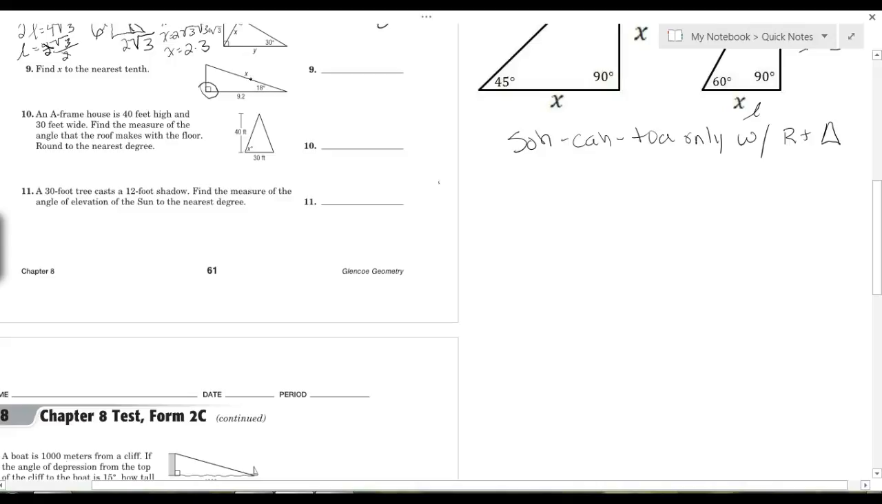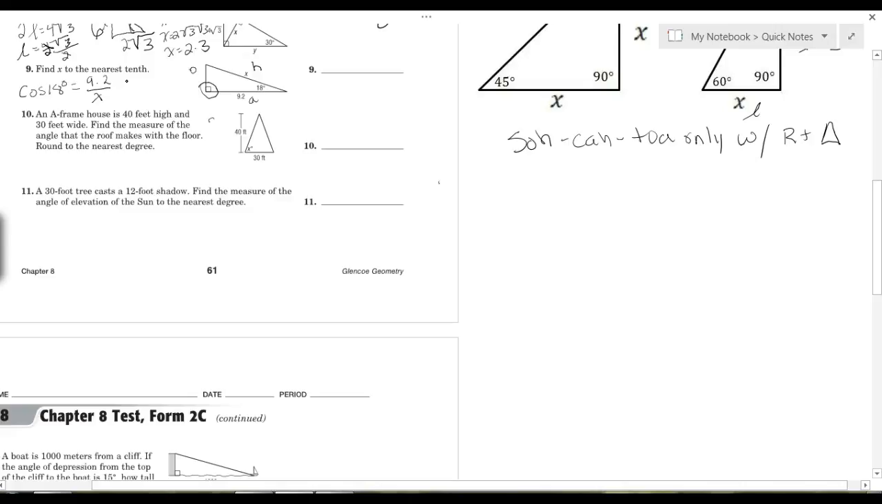So this is what I'm looking for. This is my opposite side, this is my adjacent side, this is my hypotenuse. So I'm looking for my hypotenuse and I have the adjacent, which means I'm going to use cosine, because cosine is adjacent over hypotenuse. So I'm going to write down my equation over here. So that means the cosine of 18 degrees equals my adjacent, which is 9.2, over my hypotenuse, which is x.